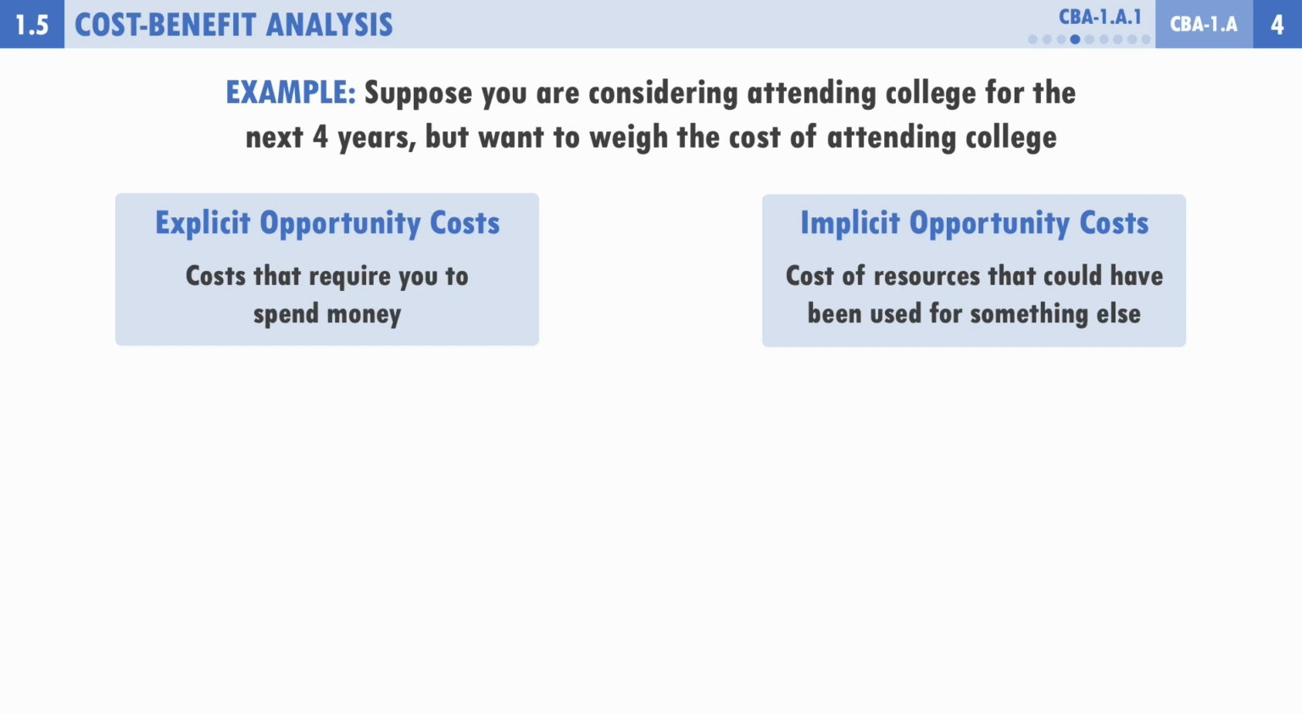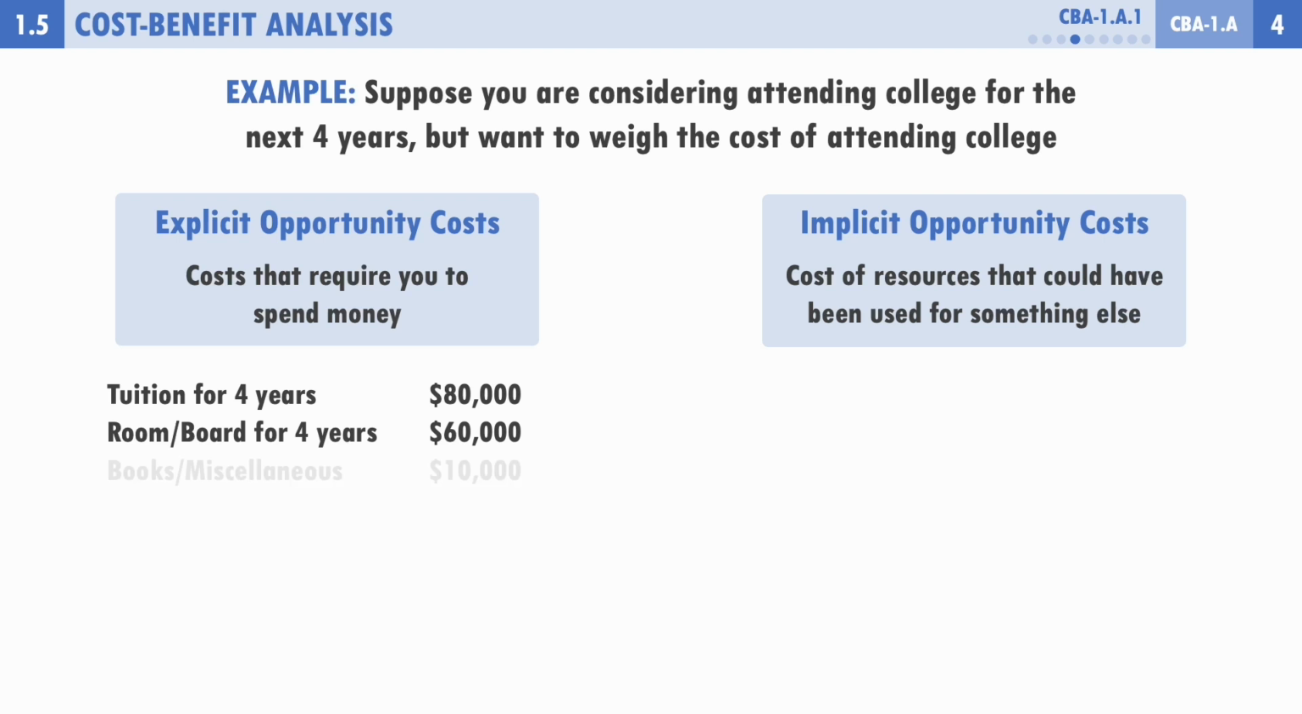I think people are pretty good about thinking about those explicit costs, the ones that require you to spend money, right? You look at the next 4 years of college and you're like, okay, it might cost me $80,000 in tuition. It might cost me $60,000 for room and board, another $10,000 just for books and other miscellaneous things. So here I'm looking at $150,000 to go to college.